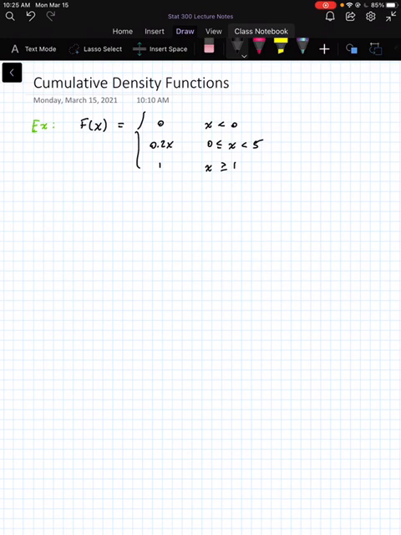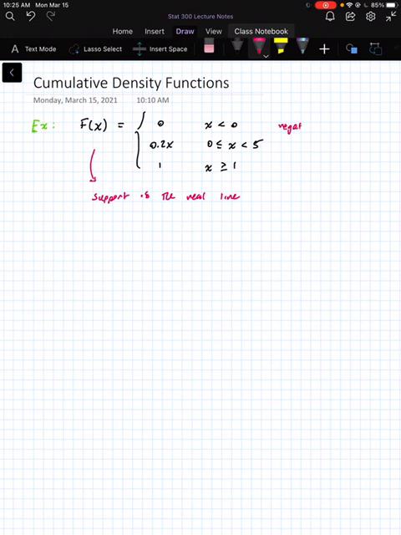So now that we've explored what cumulative density functions are, let's actually work with one. I have here a cumulative density function for a random variable x, where every case that's possible for x, where the support is the entire real line, can be split into three cases.